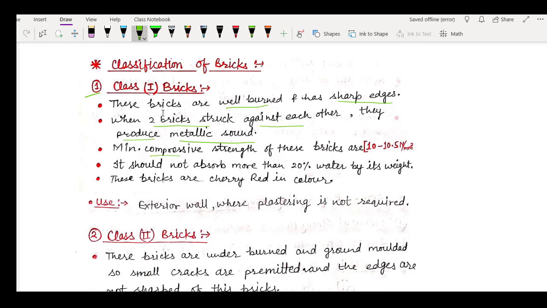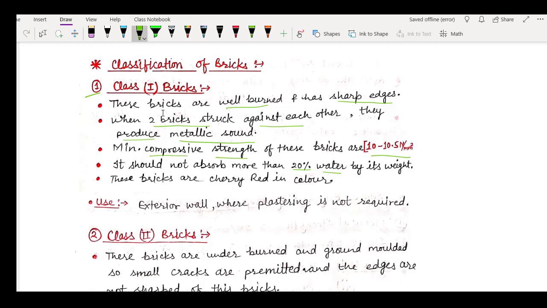The minimum compressive strength of these bricks is 10 to 10.5 Newton per mm square, or 10 to 10.5 megapascal. It's minimum. It can go higher also, but this is the minimum value for compressive strength, and it does not absorb more than 20% of water of its weight. The percentage of water absorbed by the brick shows there are voids inside. If it is soaking much water, then it shows that it is having voids in it.